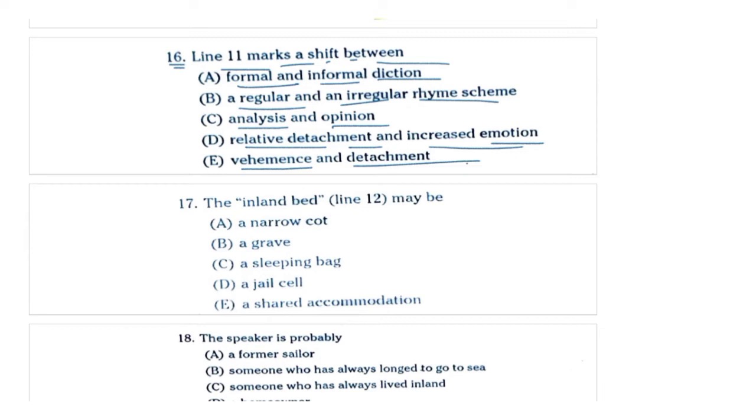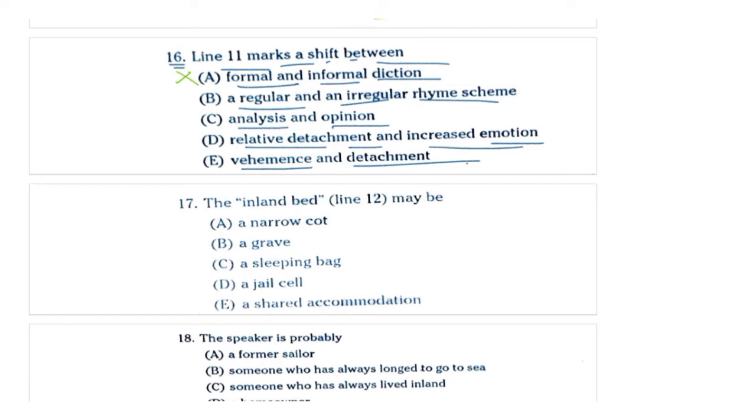So from line number 11 onwards, the emotion builds up in the poem, that is, the speaker would rather drown than die inland. So the speaker is beating and screaming, as we have seen, from line number 13 to line number 15, and the other choices fall apart for various reasons. Choice A is out because the diction, or the word choice, doesn't change. So number A won't go at all, it's out.